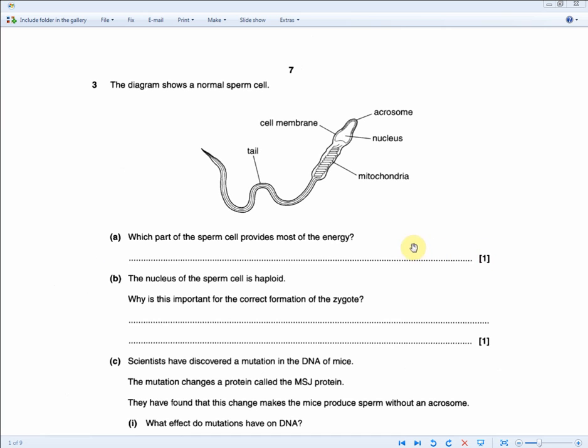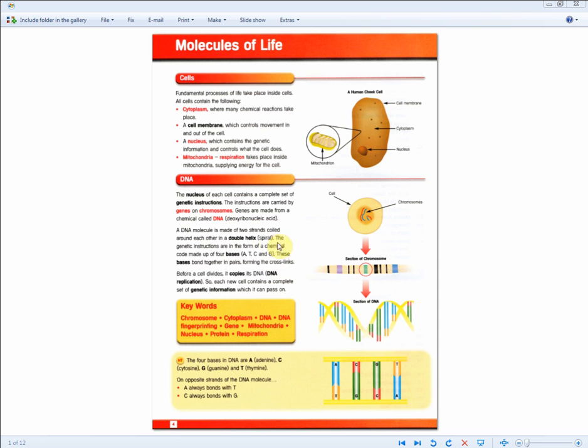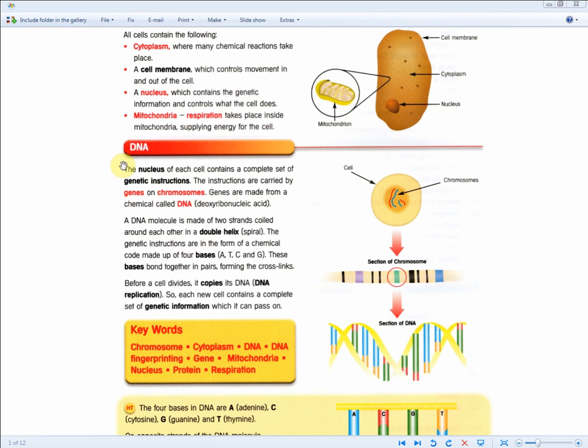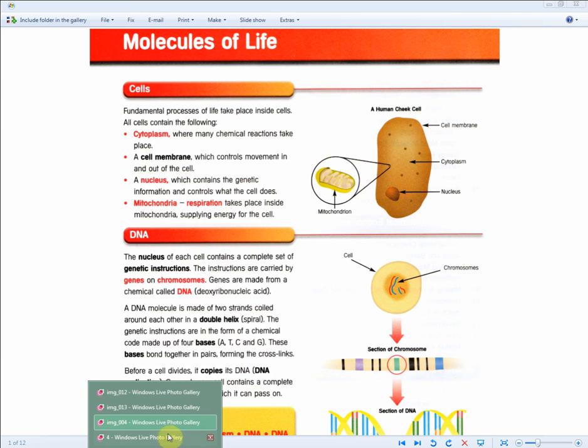So for 1 mark, whenever they're talking about energy, you should know straight away they're talking about respiration, and anything to do with respiration, you should know is talking about mitochondria. And we know that because from the early first page of the revision guide, it tells us this, where it says mitochondria, respiration takes place inside mitochondria, supplying energy for the cell. So this kind of stuff creeps up quite often, so don't let these easy 1 marks go by.